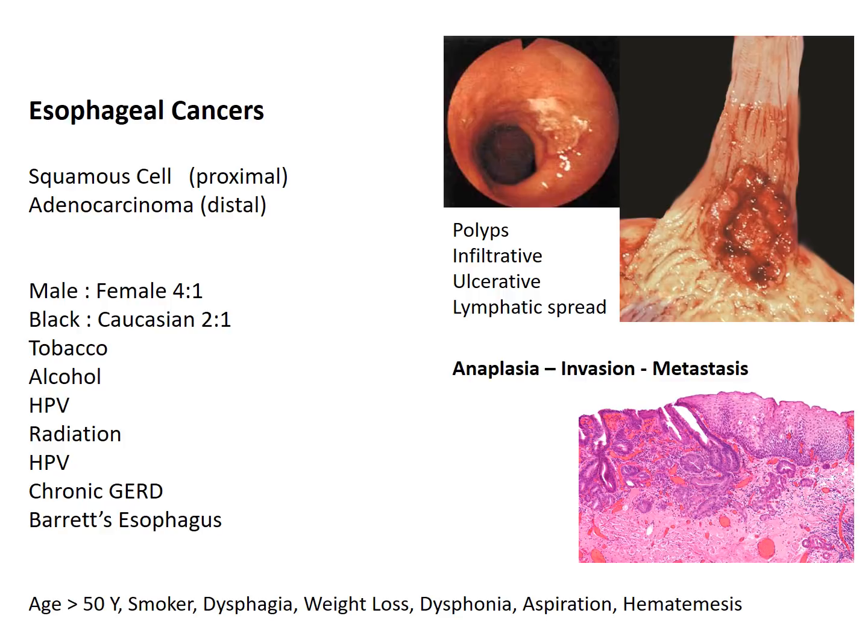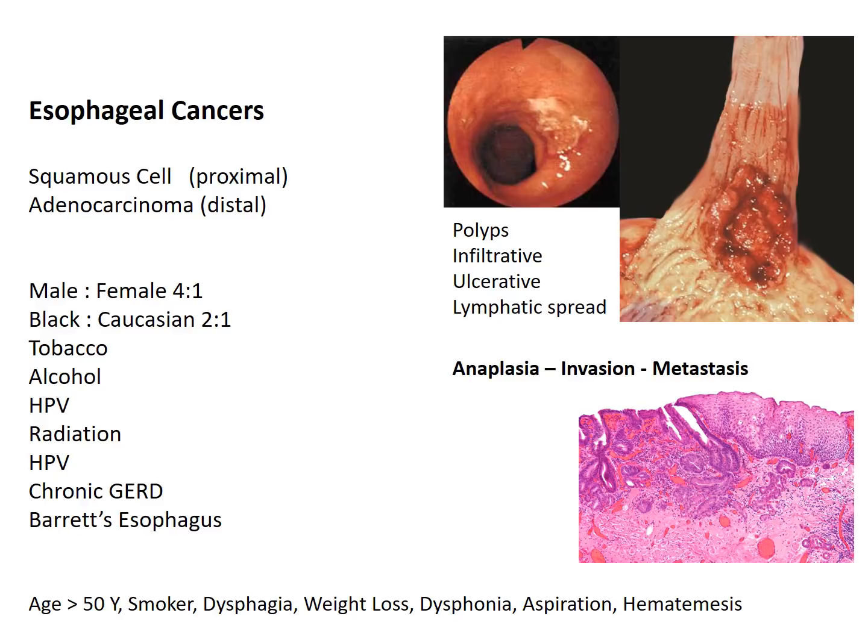So risk factors: males greater than females by about 4 to 1. African American Black has the highest race and ethnicity. Use of tobacco products, alcohol, past HPV infection and exposure, radiation, chronic reflux disease, and definitely if that led to Barrett's esophagus.